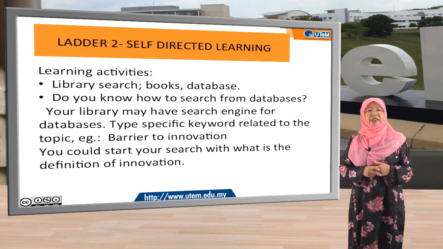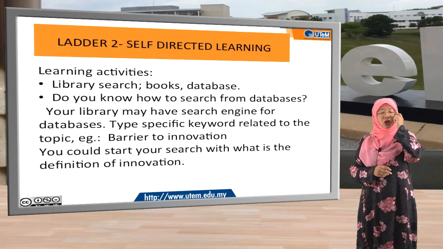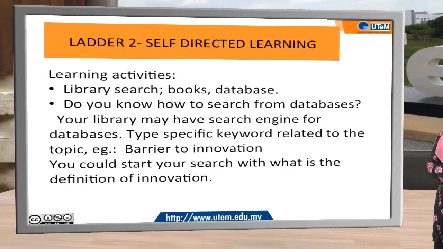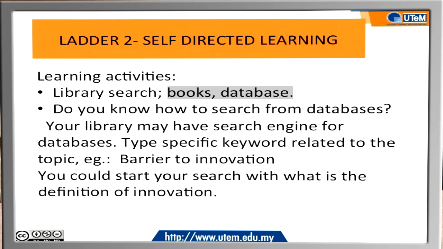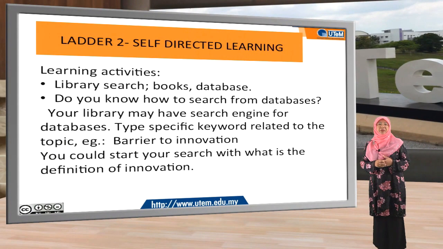So, learning activities for library search. Normally when you go to the library, you will look for books or any database. Do you know how to search for databases? Your library may have a search engine for databases. Type a specific keyword related to the topic. For example, barrier to innovation. You could start your search with the definition of innovation. Or you may ask your library officer to help you on how to look for databases.